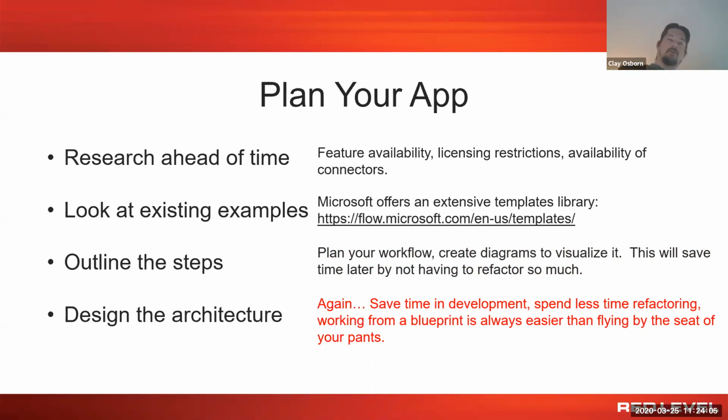What SharePoint lists are going to be needed? What users is this going to affect? What kind of approval processes? What kind of steps? Maybe other systems. Maybe I need to think about OneDrive, a Dropbox, any of these different types of systems that we're going to be interacting with. You need to plan it, and make sure there's a connector for it.